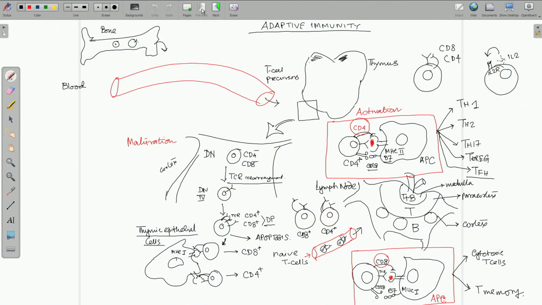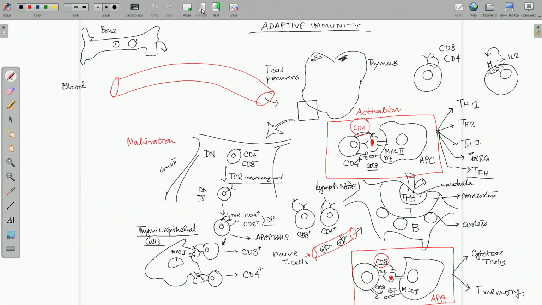As I described, the adaptive immune system has two branches. The cell mediated part is primarily mediated by the T cells, and there is the humoral part, or the humoral response, which is the antibody mediated response, and that is mainly carried out by the B cells.